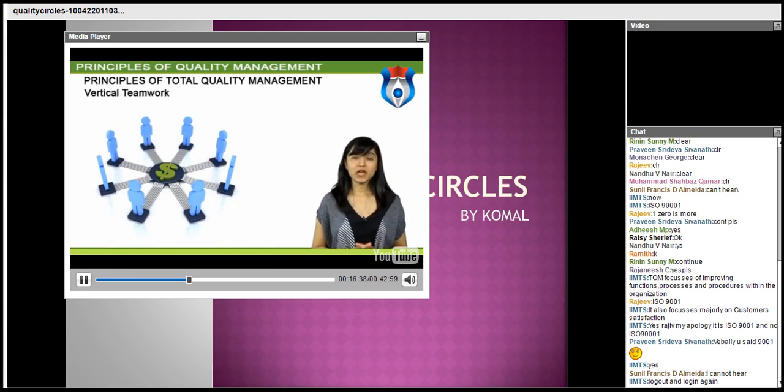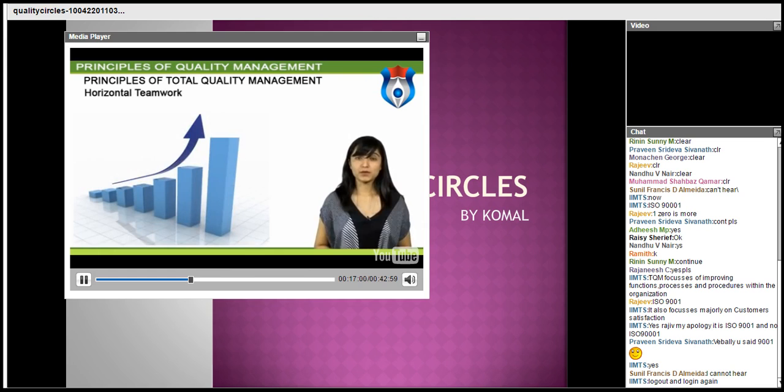Vertical teamwork. Everyone must participate in quality improvement efforts. The person in any organization who best understands his or her job and how it can be improved is the one performing it. Vertical teamwork is the sharing of responsibility among organizational levels through empowerment. Horizontal teamwork. Problem solving and process improvements are best performed by cross-functional work teams.